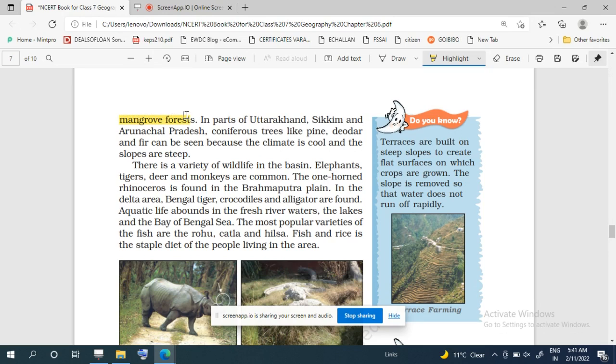There the soil is salty and swampy because a delta is that place where the river gets distributed in two parts, and then it meets the ocean by depositing everything it is carrying.